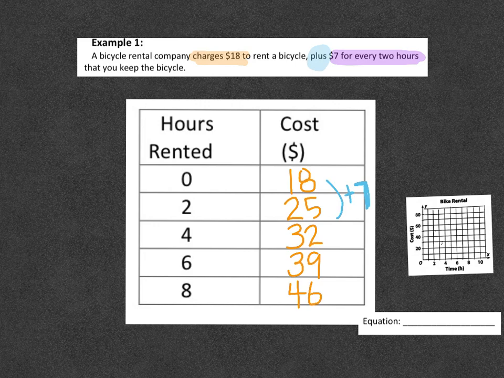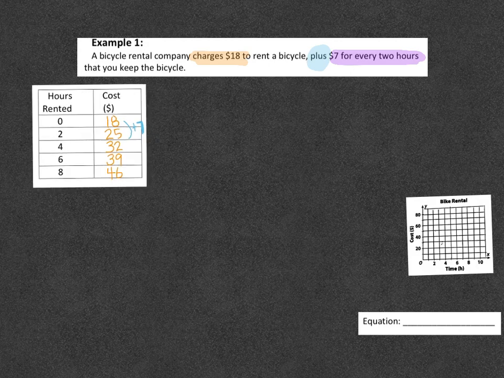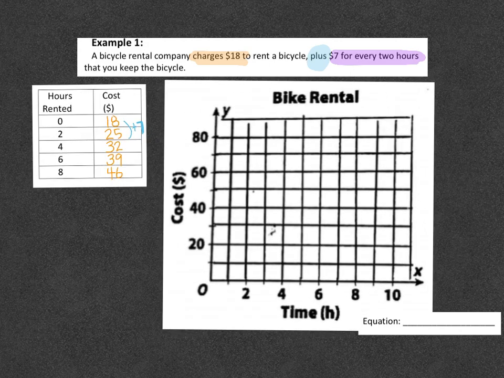Now that I know these numbers, how they correspond, I'm going to take this information and I'm going to graph it. I'm going to scoot that over small, make my graph really big. I'm going to go in and put my dots. Okay, 0 hours was $18. I'm going to start right here in the corner where it says 0, and I need to go up to about where I think 18 is.